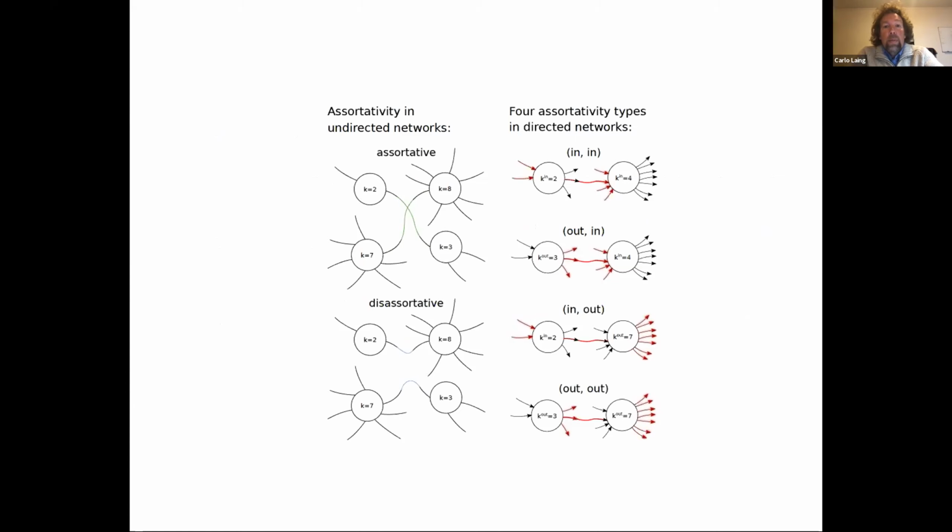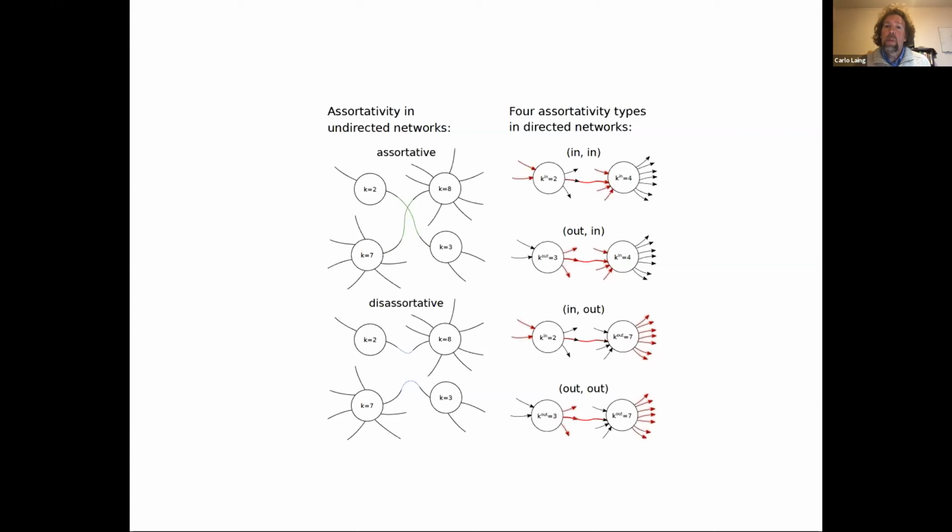So assortativity, if you haven't seen it before, just look at the two pictures on the left. These are for undirected networks. So the number there refers to the degree of a single node, the number of connections coming into or out of it. And then the top left, what we see is assortative connection. So we have a low degree neuron connected to a low degree neuron and a high degree neuron connected to a high degree neuron. Whereas in the bottom left, we've got a disassortative network. So we have low degree neurons connected to high degree neurons and vice versa.